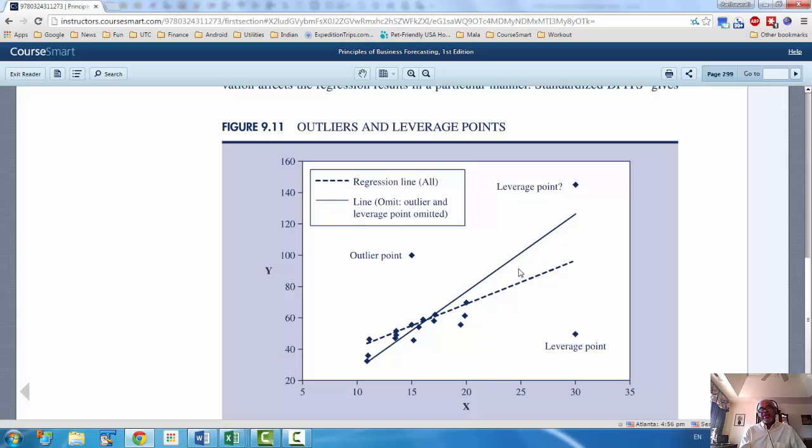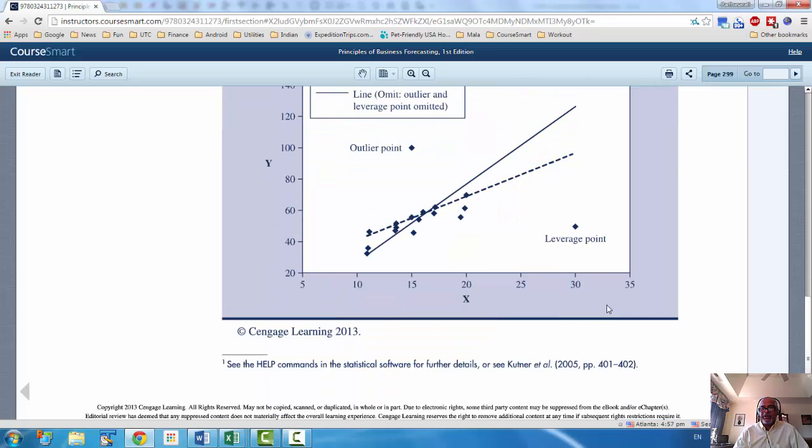One way of mitigating that is to collect more sample observations that fill out the gap in the x values, and that would minimize the undue influence that these extreme values have. So fill out the sample so that no one single x value stands out.